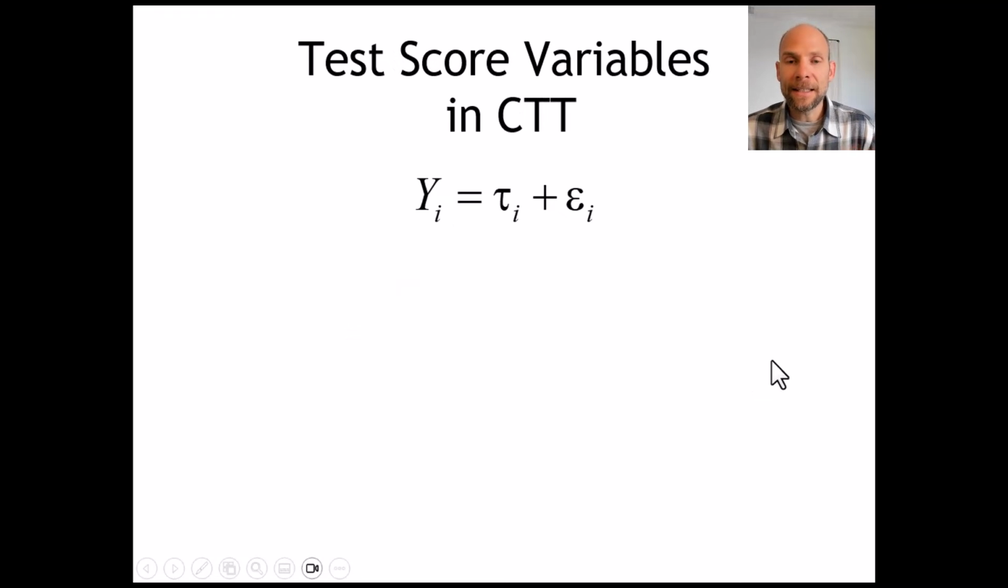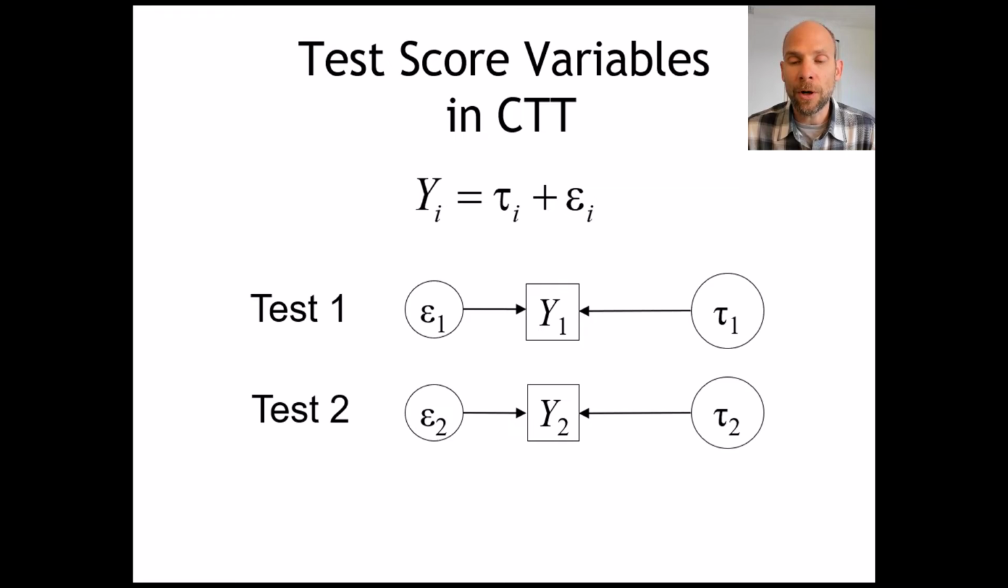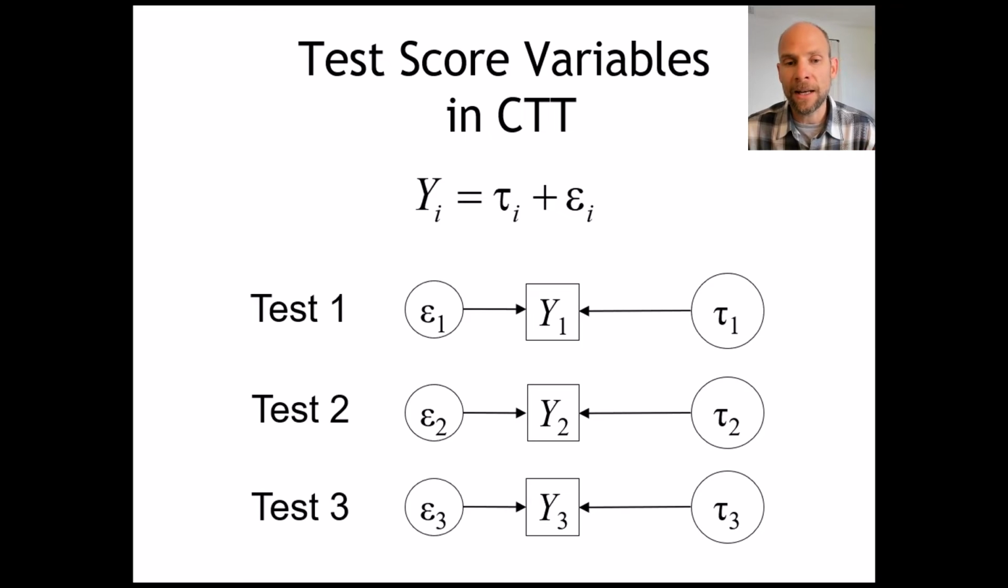In summary, classical test theory decomposes a test score variable yi, where i stands for a specific test, for example a specific IQ test, into a true score variable plus an error variable, and it does that for every individual test. So let's say we have an IQ test 1, then that IQ test 1 has its own true score variable tau 1 and its own error variable epsilon 1. Another test 2 would also have its own true score variable tau 2 and its own error variable epsilon 2. And then again, a third test would also have its own true score and error variable in the basic decomposition of classical test theory.